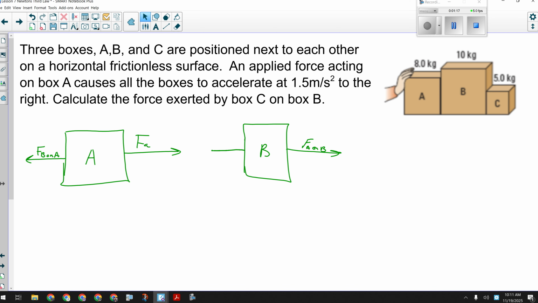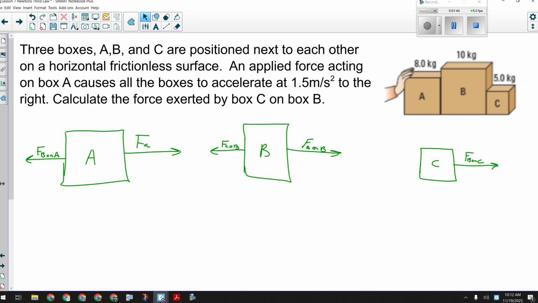And because B is going to push on C, C is going to push on B. That's the force the question wants us to find. And then for C, because this is all frictionless, there's no friction acting on any of them, we have this force, the force of B on C, and there's nothing in front of C, so that's the only force that acts on C. Everybody okay with that?